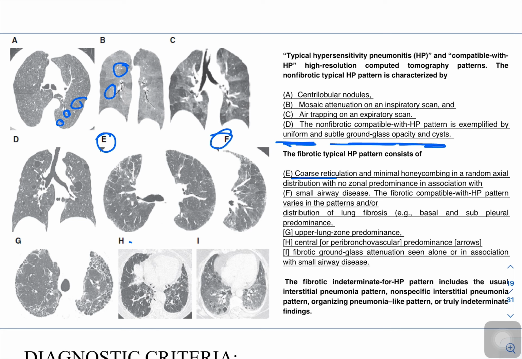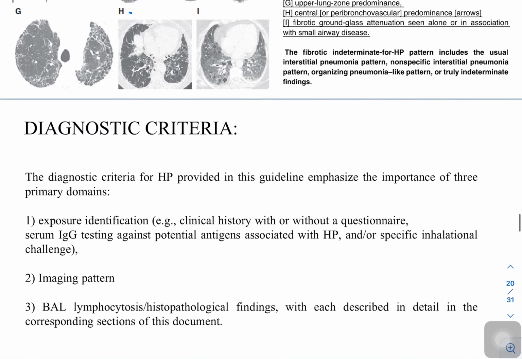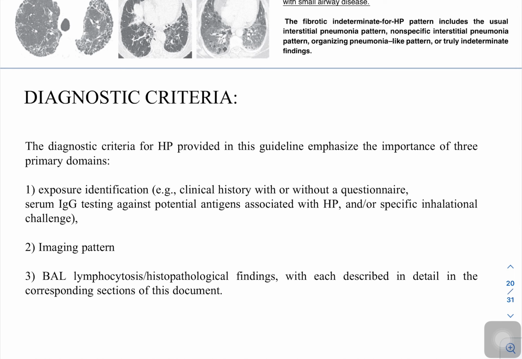F. Small airway disease. The fibrotic compatible with HP pattern varies in distribution of lung fibrosis. G. Upper lobe predominance. H. Central or peribronchovascular predominance. I. Fibrotic ground glass attenuation could be there. Now, what are the diagnostic criteria?